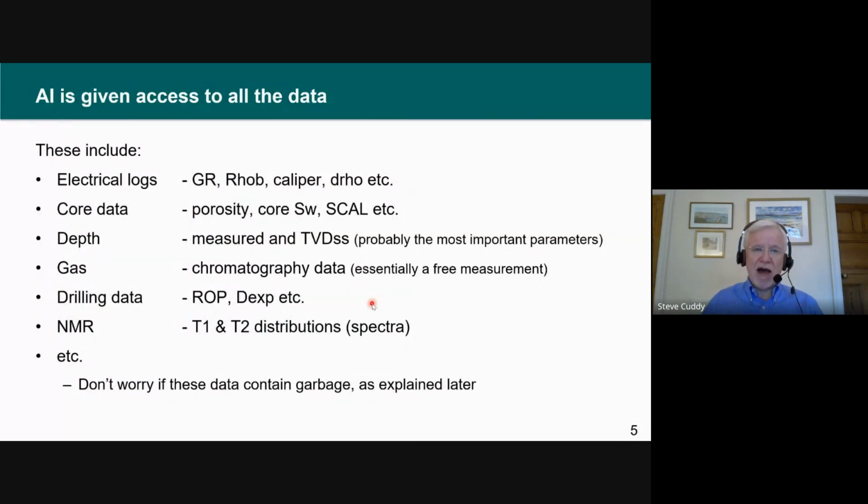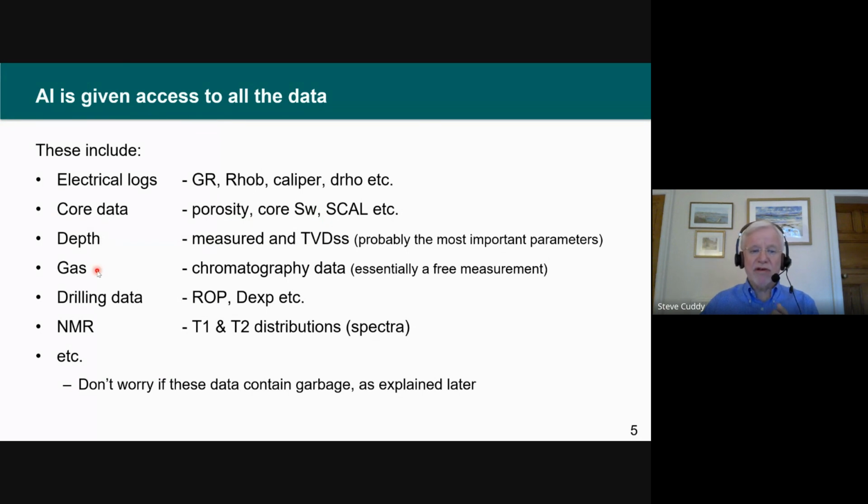Now you give the AI access to all the data. This includes the electrical logs, gamma rays, bulk density, etc., but also the core data, which is very important: the porosities, the water saturations, the scale data. You give it the most important data, which is depth.